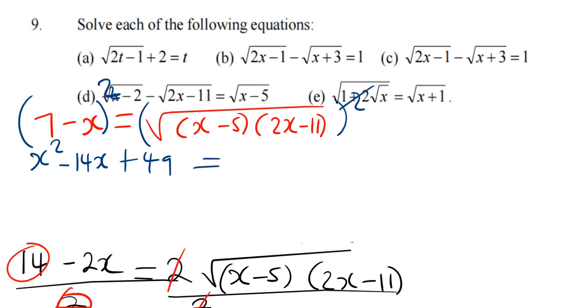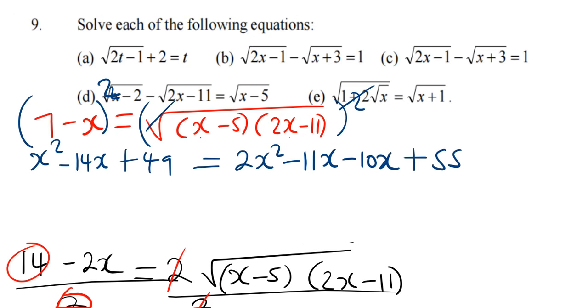The other side, the square and the root are going to cancel. Now we only have this expression, so we're just supposed to expand it. So x multiplied by 2x, we're just going to have 2x squared. And then x multiplied by the negative 11, we're going to have negative 11x. Then negative 5 multiplied by 2x, we're going to have negative 10x. Then we're going to have plus 55. Alright, so this is what we have. Then we just solve now.